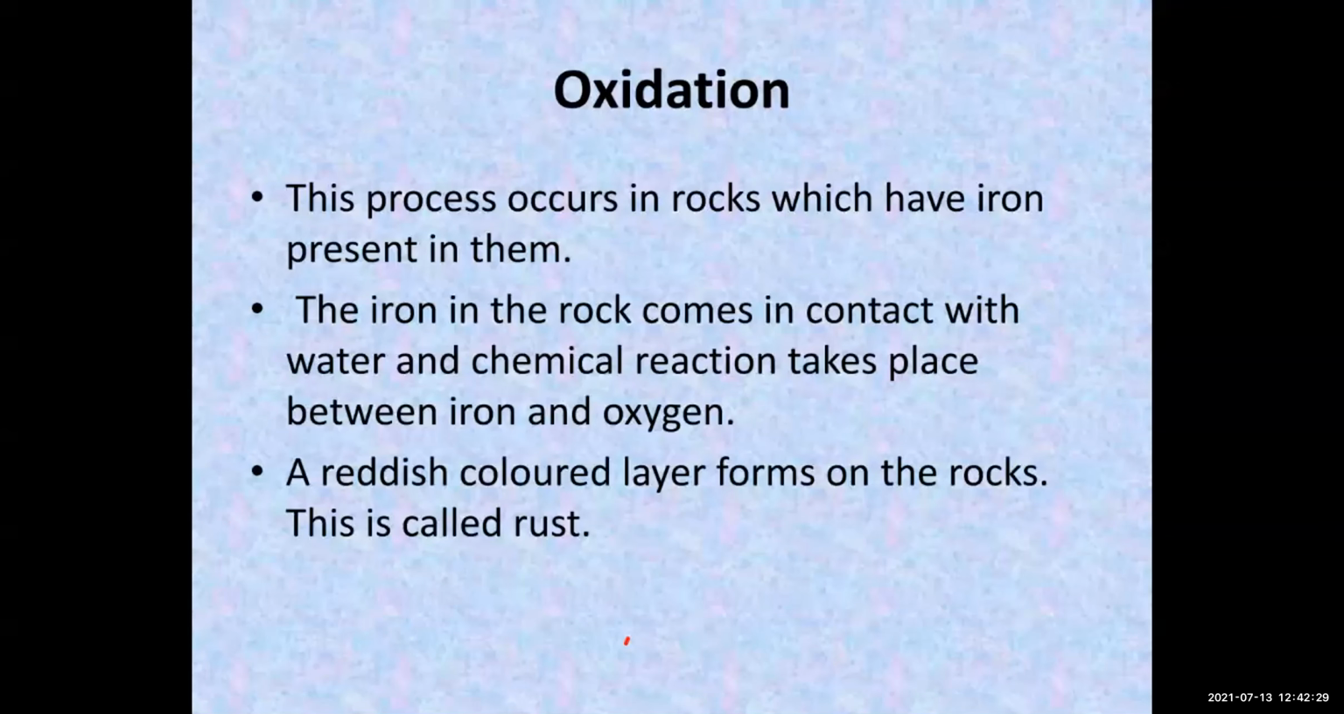So, what is oxidation? One more time explaining. What is oxidation? In oxidation, what is it telling? When water and oxygen come into contact with iron, a chemical reaction takes place, and what forms is reddish in color, and we call it rust.